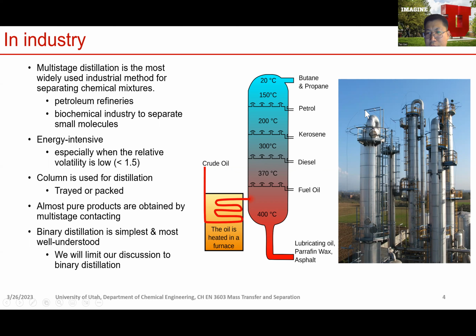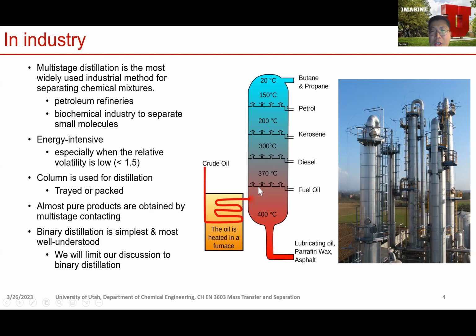So they are very, very tall. And distillation is very energy intensive, especially when the mixture contains components with a relative volatility that's quite low. Okay, and the column can be trayed, right, in this case, or it can be packed just like the absorption tower, the absorption and stripping tower. So by doing this multi-stage distillation, we can produce very pure products, right?